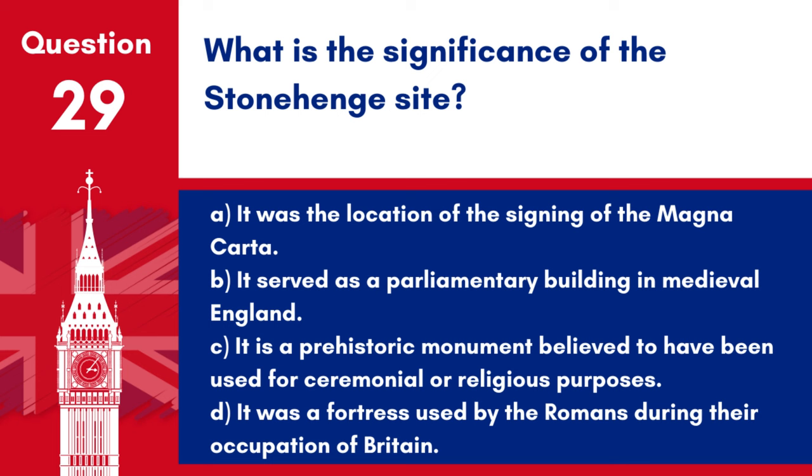Question 29. What is the significance of the Stonehenge site? A. It was the location of the signing of the Magna Carta. B. It served as a parliamentary building in medieval England. C. It is a prehistoric monument believed to have been used for ceremonial or religious purposes. D. It was a fortress used by the Romans during their occupation of Britain.